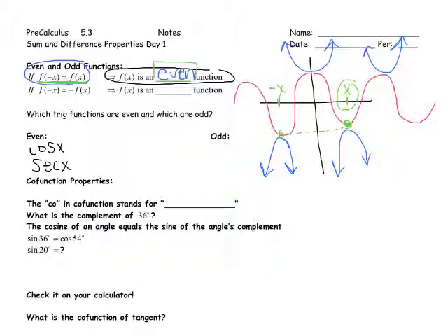And so everything else is what an odd function is. So the odd functions are sine, cosecant, tangent, and cotangent.